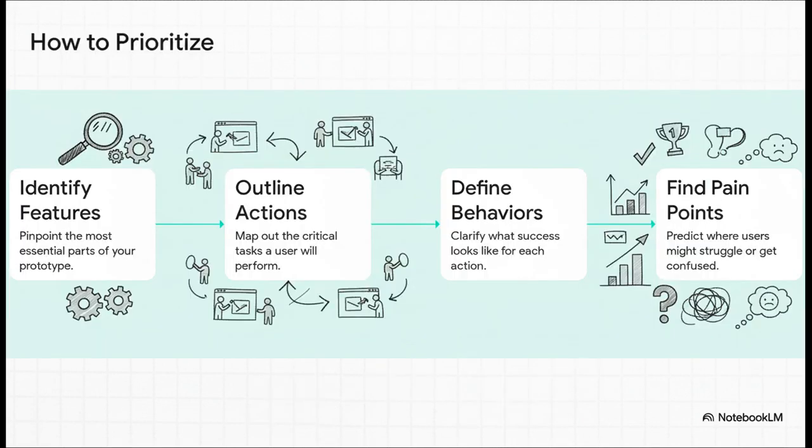Here's a simple, four-step way to think about it. First, just identify your key features. What's the most essential part of your prototype? Let's say for a photo app, it's uploading a photo. Step 2, outline the user action. What is the critical task? Well, a user needs to successfully upload a photo. Simple. Third, define what success looks like. What's the expected behavior? The photo shows up in their gallery in under 5 seconds. And finally, you've got to anticipate the pain points. Where might they get stuck? Maybe they won't be able to find the upload button. See? Just like that, you have a super targeted, specific thing to test.